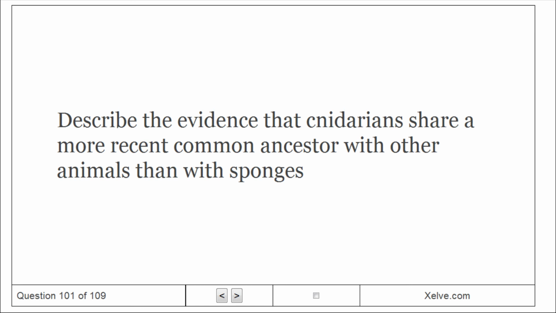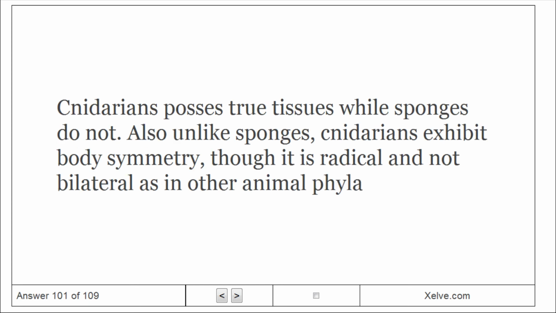Describe the evidence that cnidarians share a more recent common ancestor with other animals than with sponges. Cnidarians possess true tissues while sponges do not. Also, unlike sponges, cnidarians exhibit body symmetry, though it is radial and not bilateral as in other animal phyla.